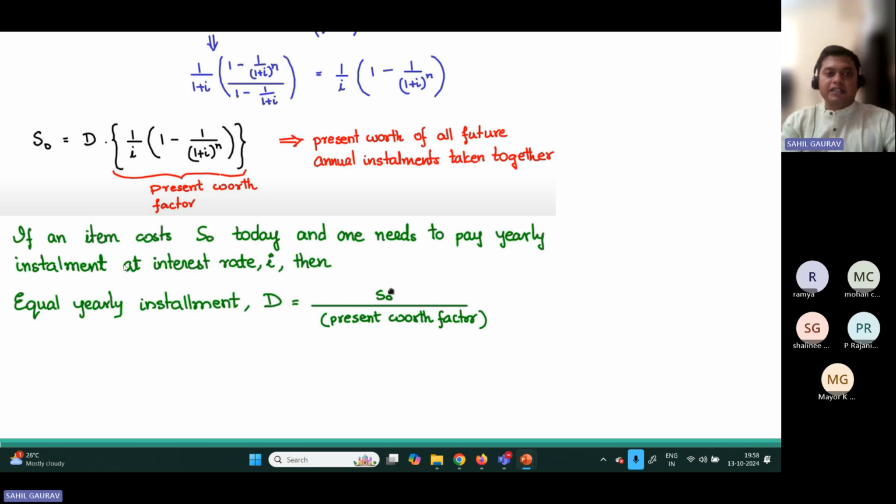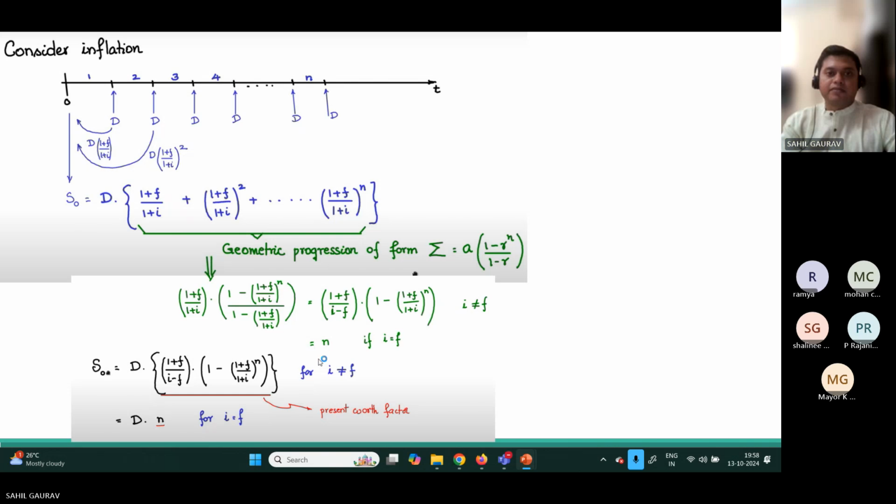It is written like this: if an item costs S naught today, and one needs to pay in yearly installments at an interest rate of I, then this equal yearly installment will be S naught upon the present worth factor. So you have purchased an item at the price of S naught, and you need to make yearly payments at interest I. What should the equal yearly installment be? It will come from this expression. And there are some problems based on this equation also.